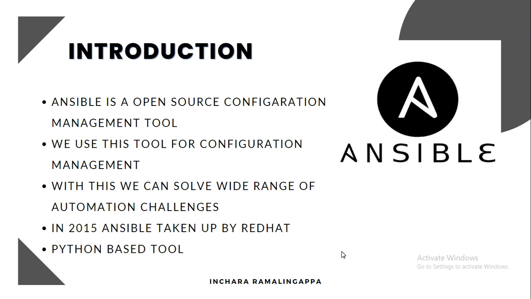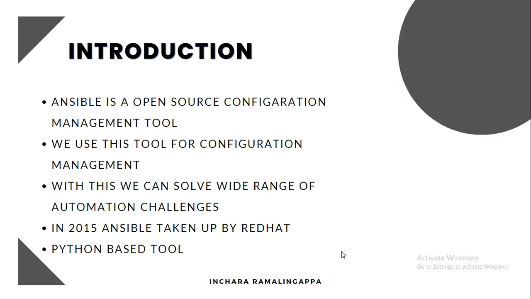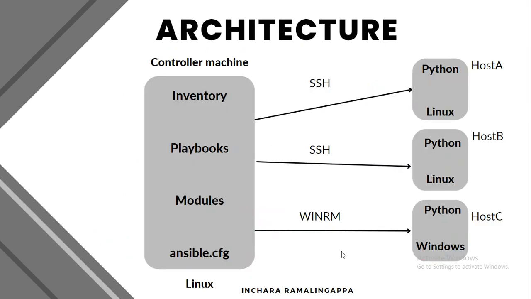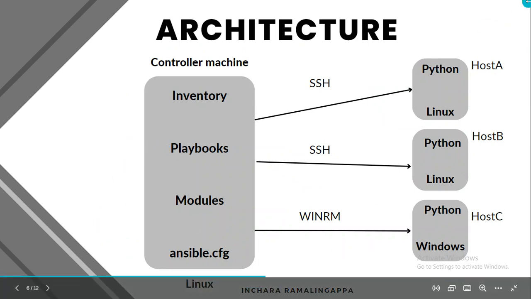Ansible was taken over by Red Hat in 2015. It's a Python based tool. Okay, so this is the architecture of Ansible. Here we can see playbook, inventory, host, SSH, and more. In detail, here you can see the control machine, the controller machine, and the host machines.